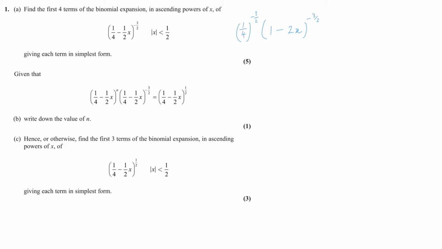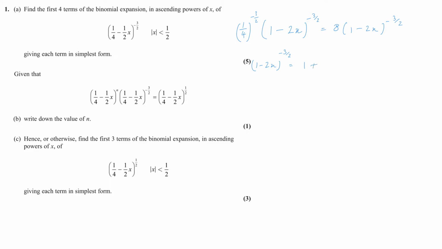So now if I times a quarter by the minus 2, it gives me minus a half. Okay, so that's what I am doing now. A quarter to the power minus 3 over 2 is 8. So we've got 8 times 1 minus 2x to the minus 3 over 2. So next I'm going to focus on this bit, and then I'll multiply through by 8 at the end. So I'm going to do 1 minus 2x to the minus 3 over 2.